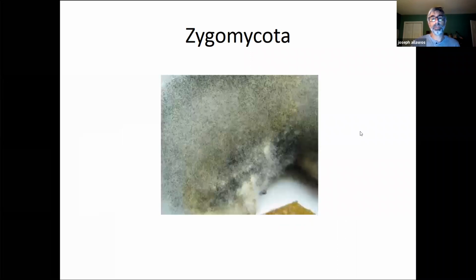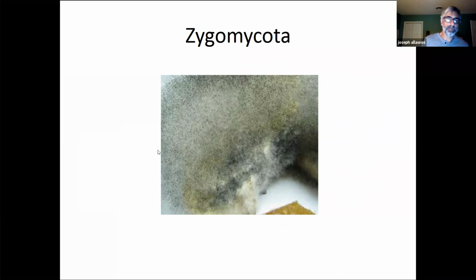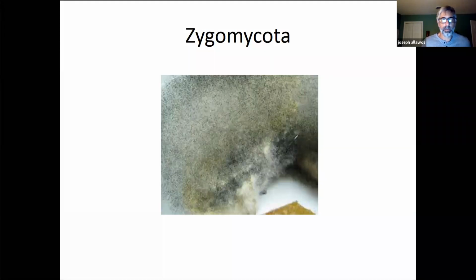Here is a close-up of rhizopus. I actually took this picture. We're going to do a life cycle for rhizopus in just a bit. But what you're looking at here is a piece of bread. I just moistened it and left it out. It grew a nice colony of rhizopus, as you can see. And again, all these little black dots are not individual spores, but what we call sporangia.